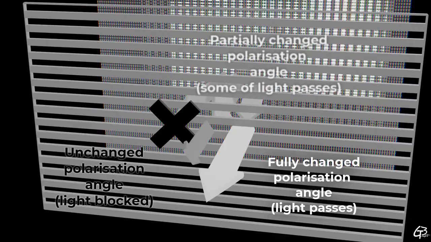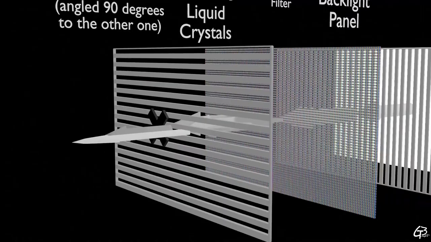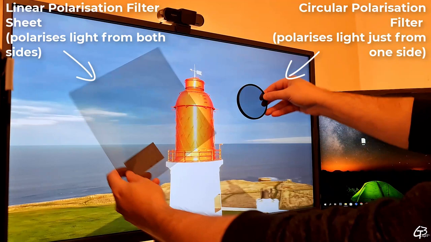The more the polarization angle is changed toward the polarization angle of the first filter, the more light passes through the second filter and the brighter it gets. And basically that's it. The brightness of each pixel of any LCD screen is managed by the phenomenon of cross-polarization, and this is why LCD screens can look black if seen through a polarization filter under a certain angle.